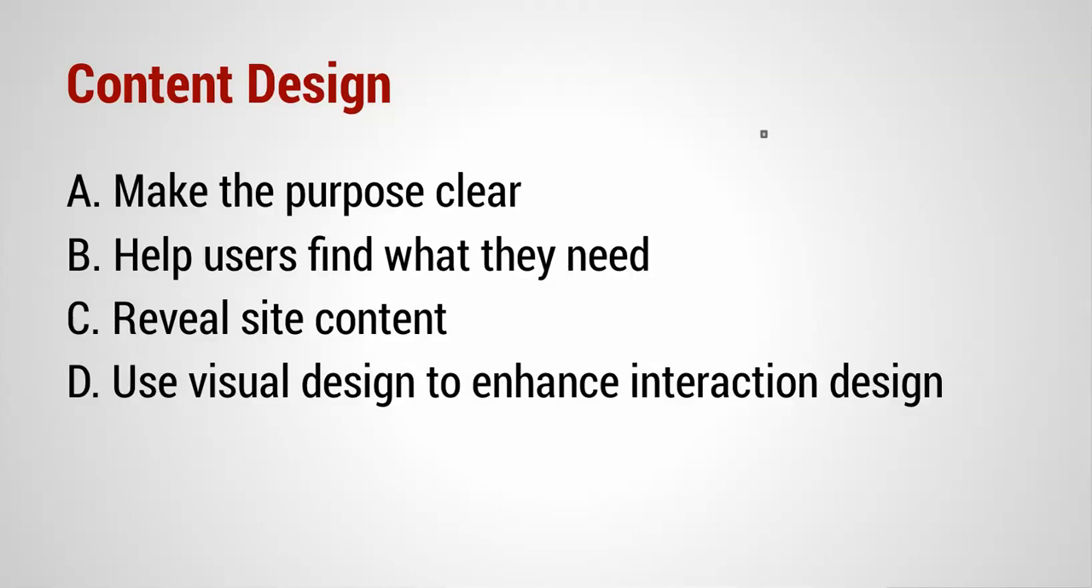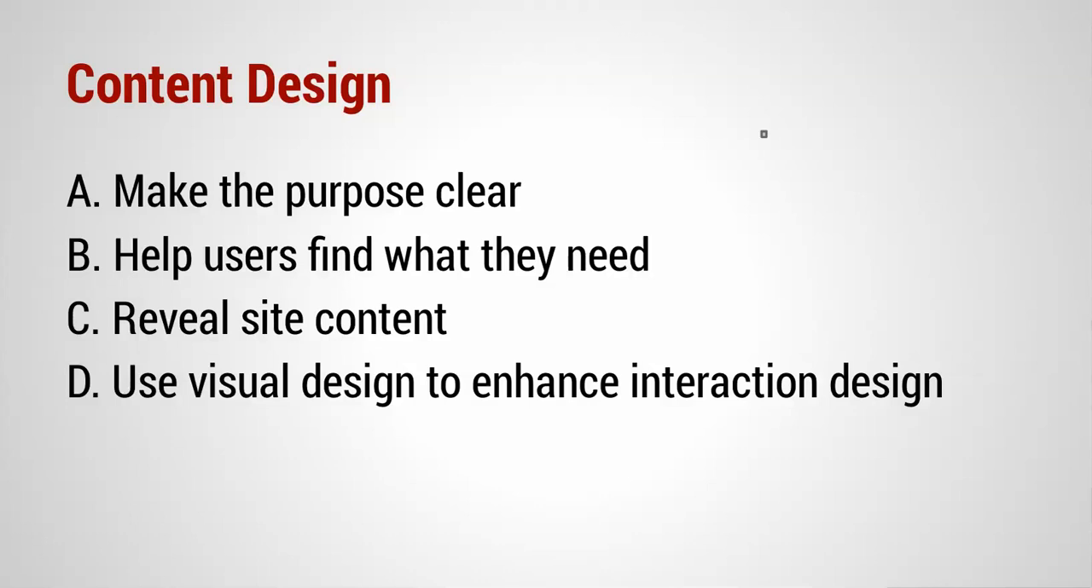But let's move on to the content design. What exactly are you going to put on your homepage? What does your homepage need to accomplish beyond just looking like a pretty design? Well, there's 4 things you want to do. Make the purpose of the site clear, help users find what they need, reveal site content, and use visual design to enhance the interaction design. And interaction design just means how well the home page is designed for people to use it so they can accomplish what they want to accomplish.